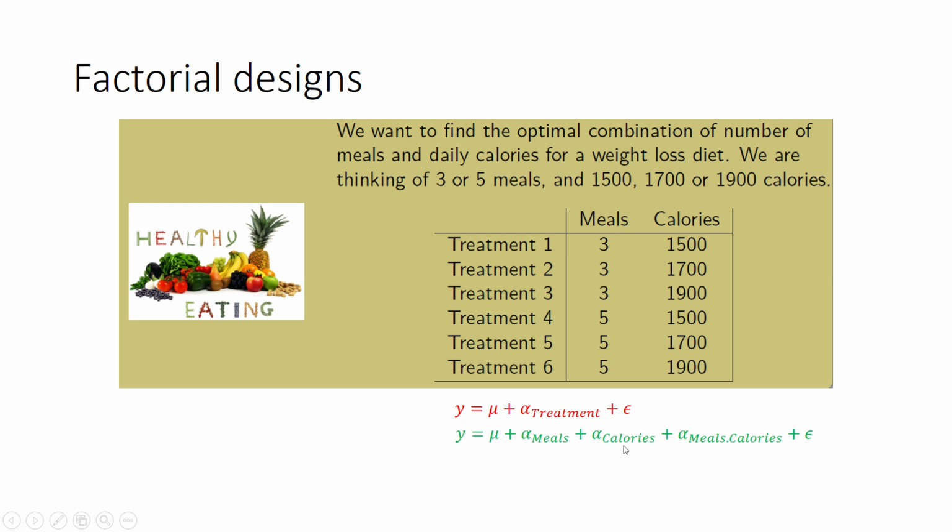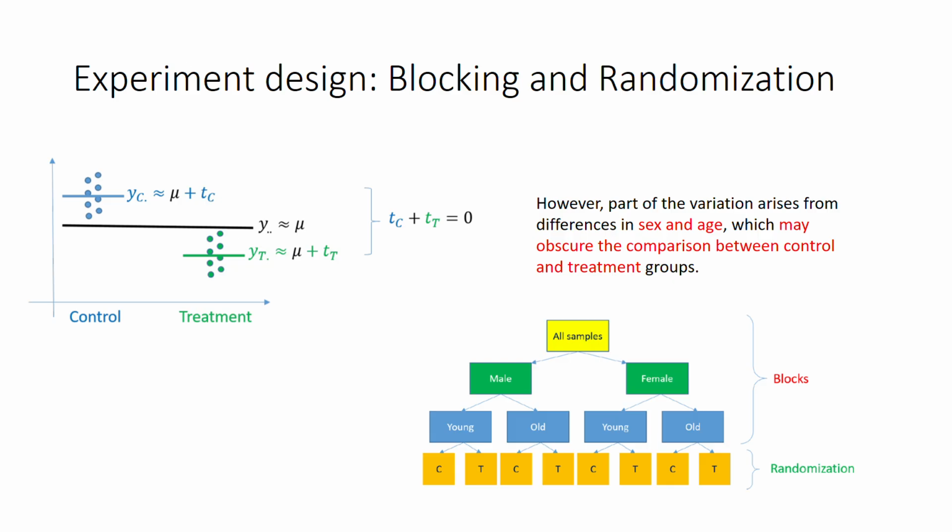Now you can attribute what is the variability induced by the meals, by the calories. Are there synergies between the two? So having a low number of calories but with a high number of meals is particularly useful. And so you may do all these analyses and attribute what is the change induced by meals, by calories, by synergies. So these factorial designs are somehow a generalization of these blockings. So the blocks are also factor analysis.